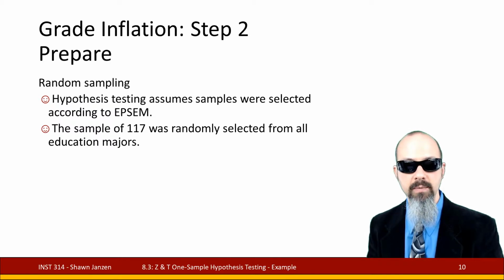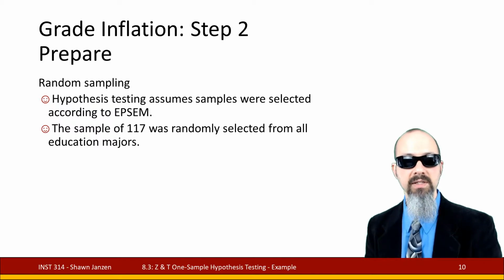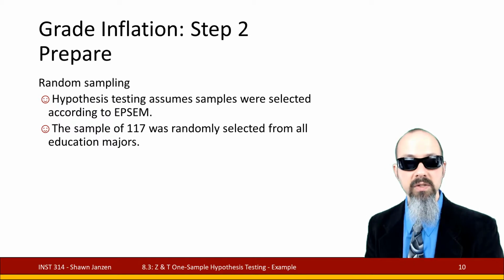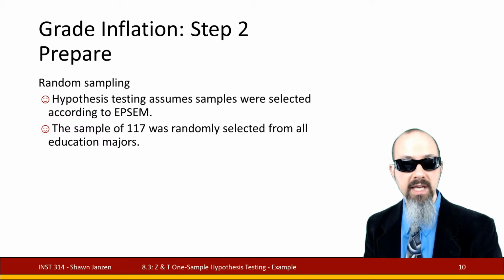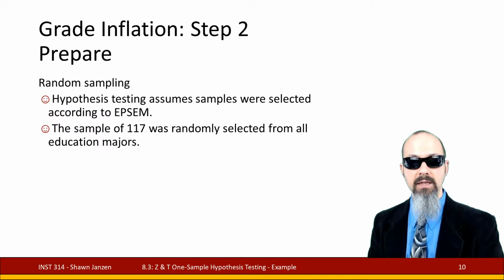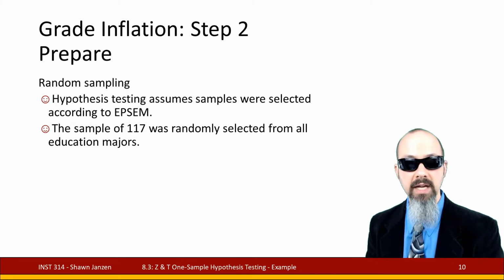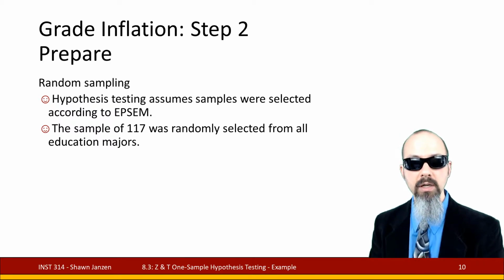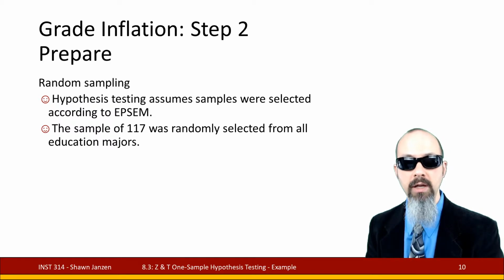We go ahead and prepare our data, and we say that this is random sampling. We're going to assume that the sample we obtained follows the rules of EPSEM, the equal probability selection method, and so they're random and independent. Whether it actually was is beyond the scope of our small example here, but we're going to assume that we did this properly and made sure that our sample was random.